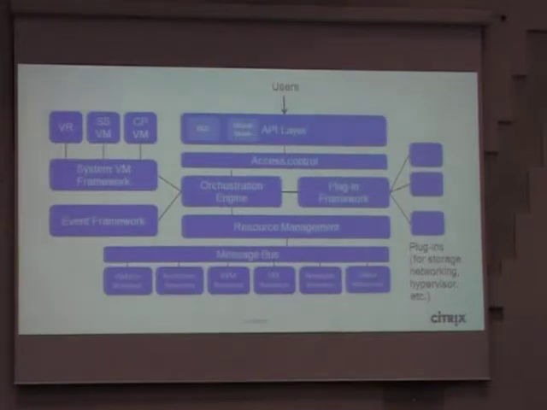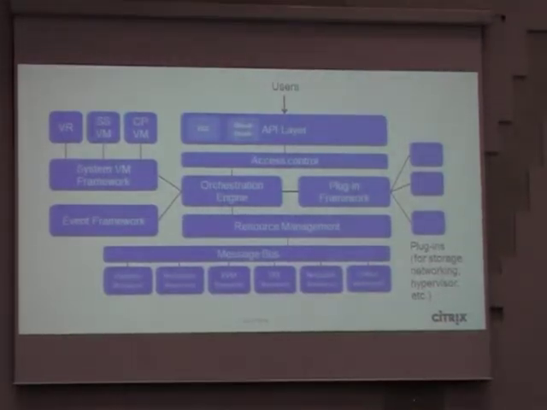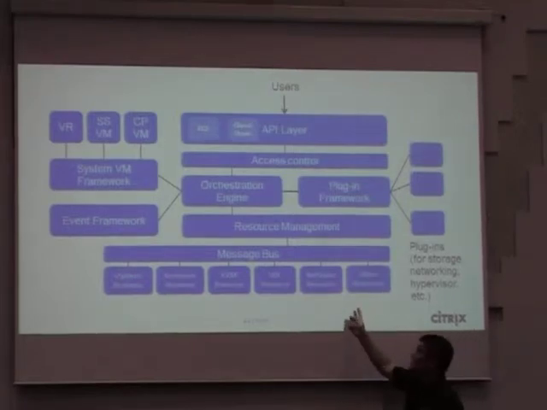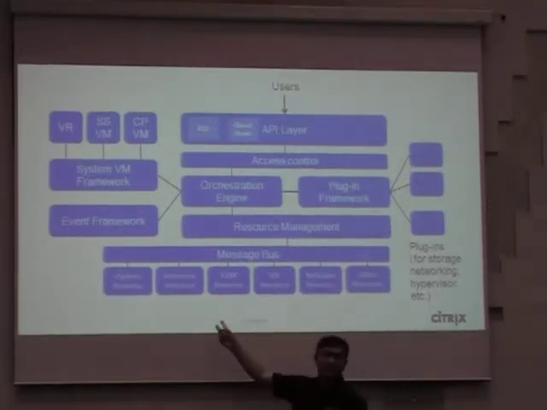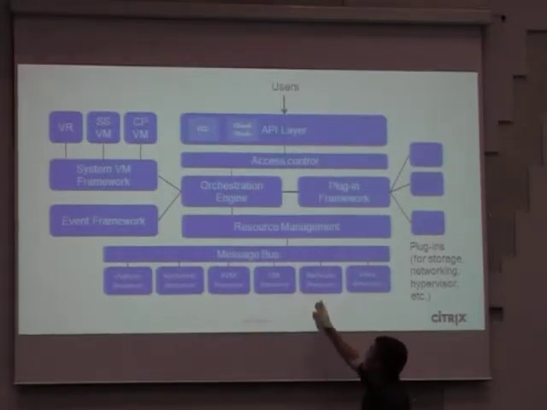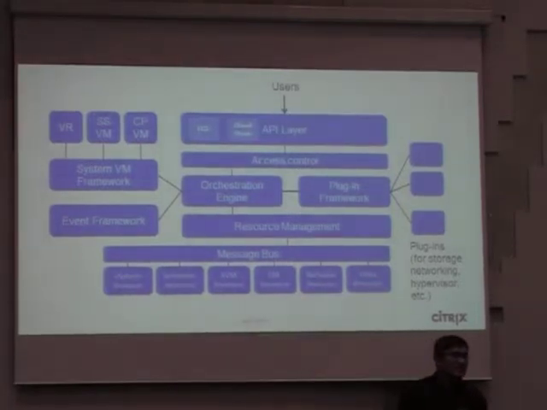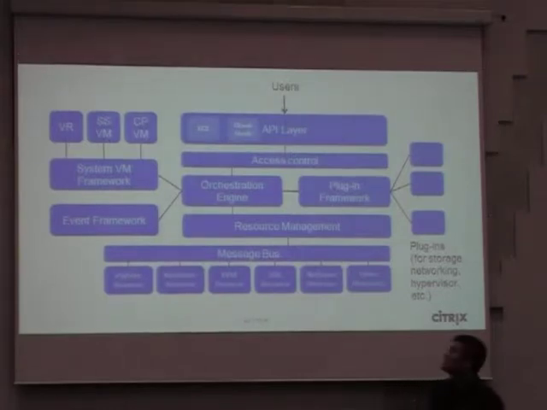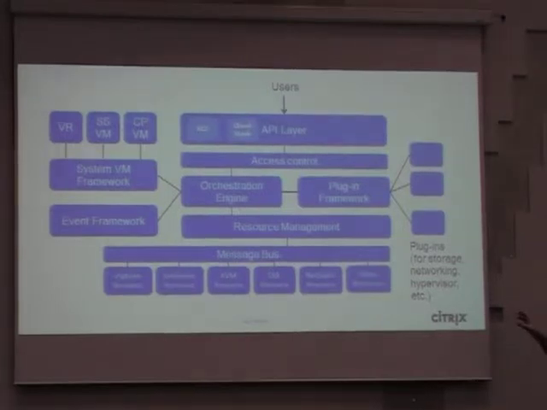It manages the resources that exist in the cloud, and the cloud consists of a variety of resources, from hypervisor resources to network resources to storage resources. So all these resources are controlled by the orchestration engine through the resource management system.